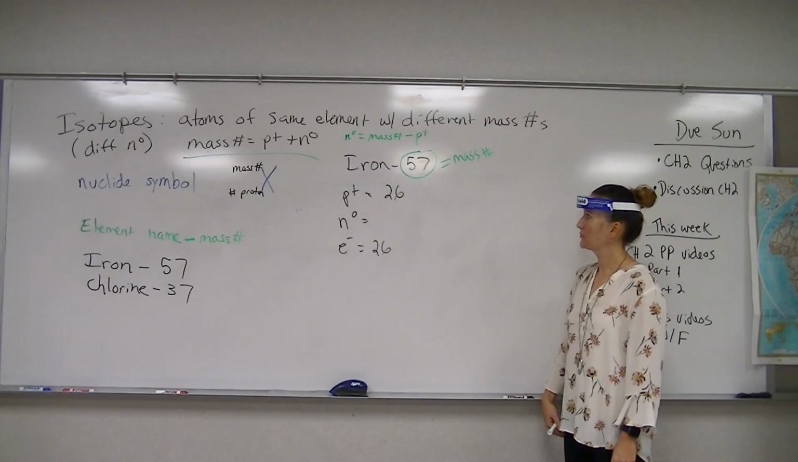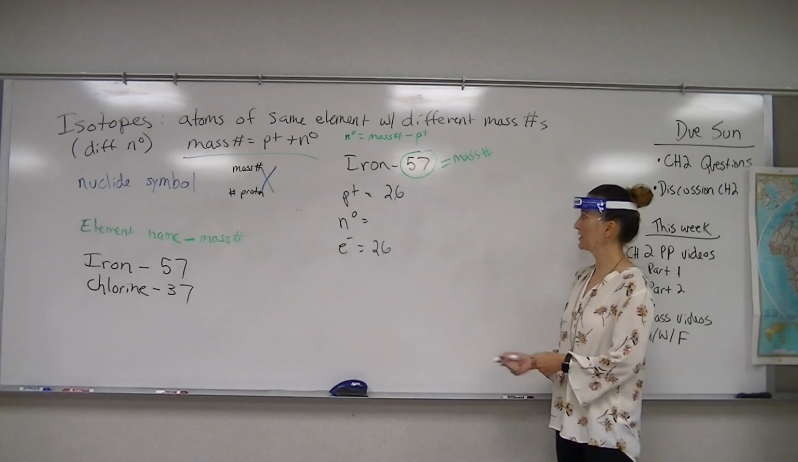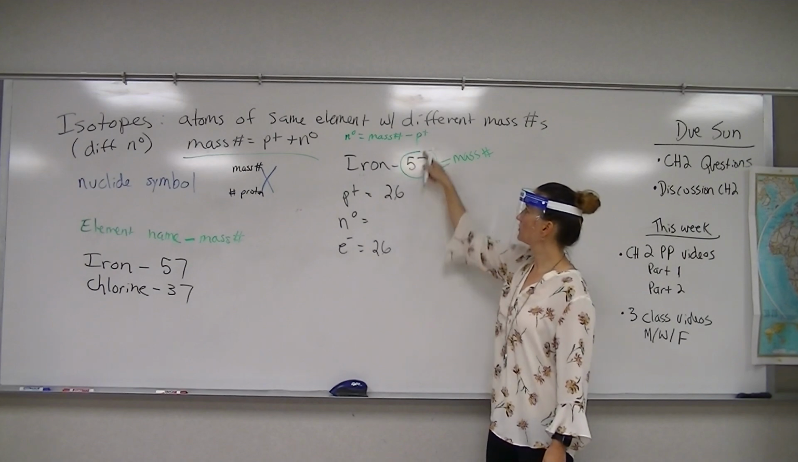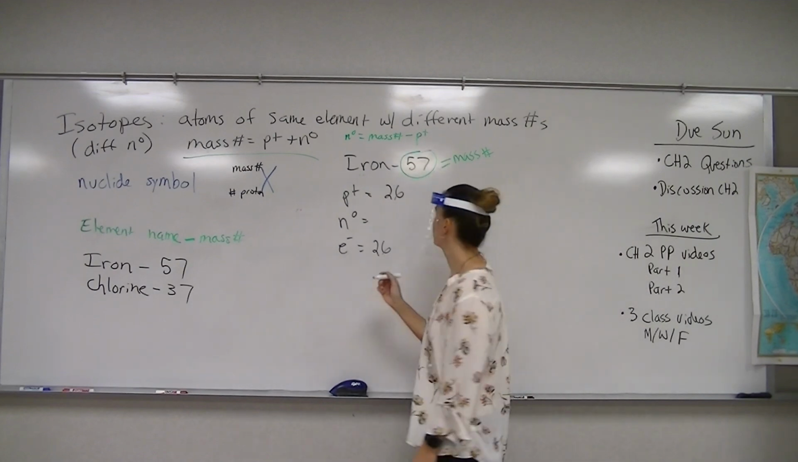So what 2 numbers are we subtracting? 57 minus 26, right. Taking the mass number 57, subtracting out the protons, 26. What did you get? 31.